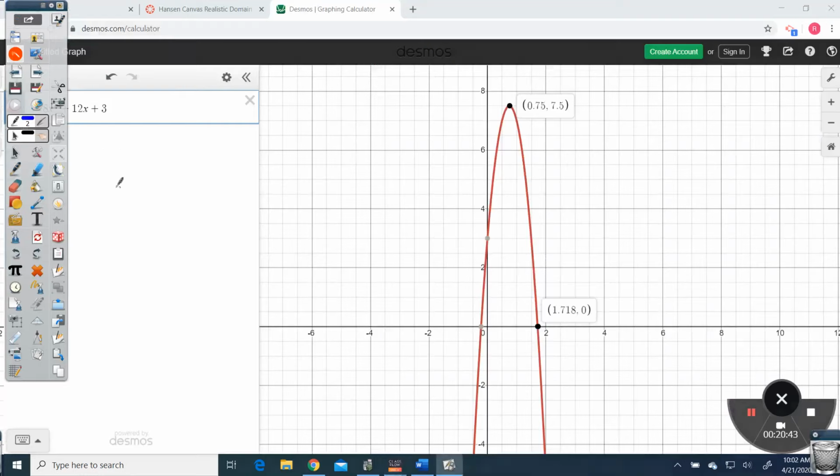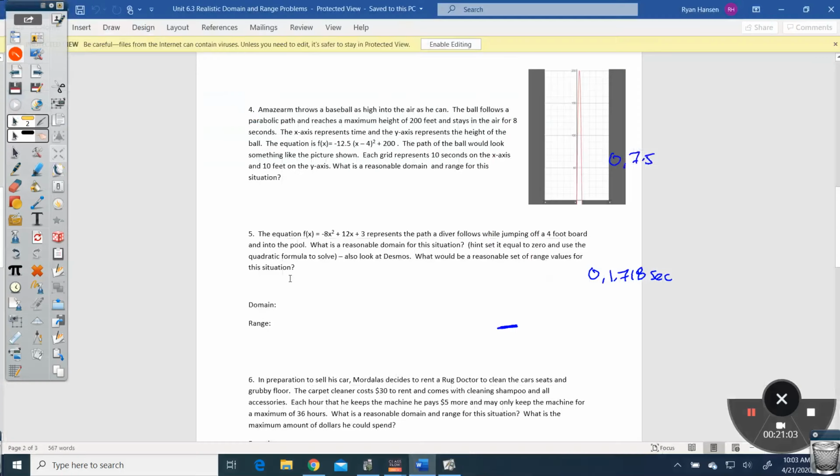So these values for x, the input values, are 0 to 1.718. So that's the amount of time that this person is in the air. They are at a height of anywhere from 0 to 7.5. So when we go back to our question, so the domain, well, how long is this person in the air? From 0 to 1.718 seconds. That's the domain. The range is from 0 to 7.5.